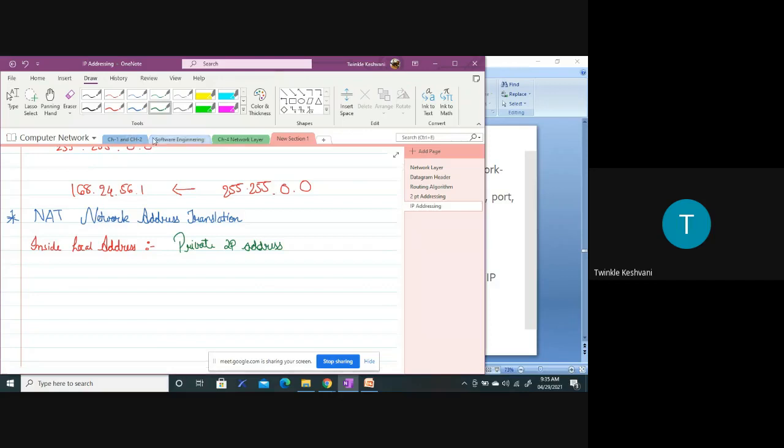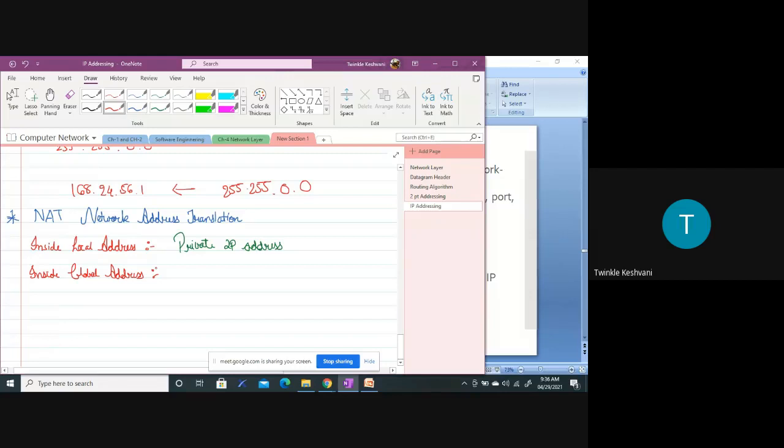Another one is inside global address. This IP address represents one or more inside local IP addresses to the outside world. This is the inside host that can be seen from the outside network. Another one is outside local address and outside global address. So the concept is the same.